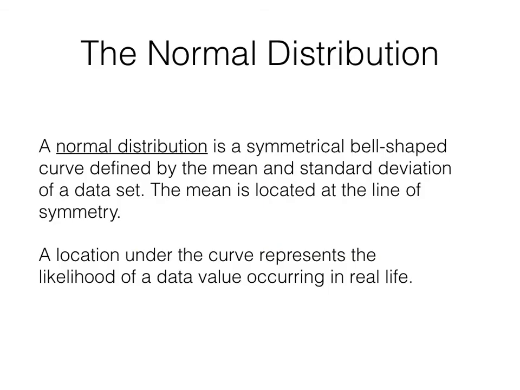All right, so now that we've talked about standard deviation, we can talk about the normal distribution. It's a symmetrical bell-shaped curve, and it's defined by the mean and the standard deviation of a data set. The mean is located at the line of symmetry in the center. A location under the curve represents the likelihood of a data value occurring in real life. And the normal distribution is something we use in the real world quite a bit.